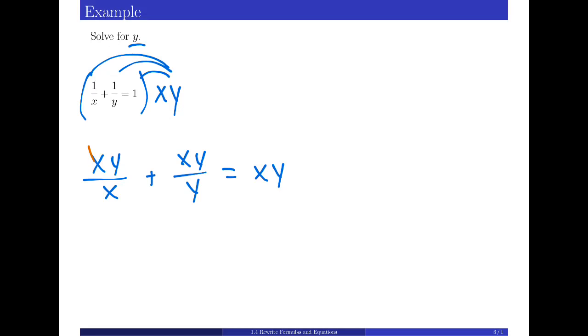We can cancel a couple things, right? We can cancel out the x and the x. We can cancel out y with y. So we end up with y plus x equals xy. Now go from there, see if you can get the y isolated. So you might need to move all of the y's to one side, factor something out, and then get the y all by itself.